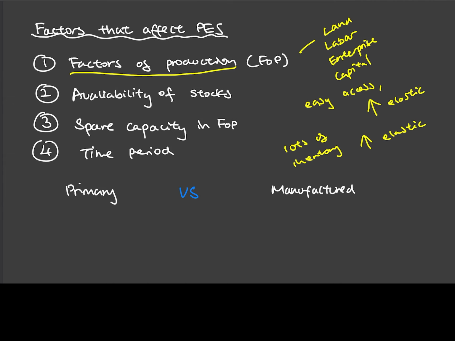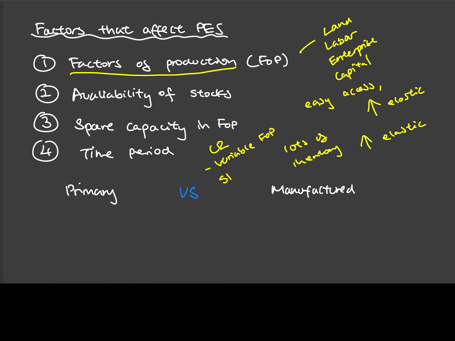Lastly, and perhaps most importantly, is the time period. So what this means is that PES can always be considered elastic in the long run. Why? Well, that's because we have variable factors of production. You might have a new technology come along that makes the process very efficient, you might build a new factory that increases your spare capacity, or you might be able to increase your labor, and therefore have more people working in your production process, which makes it faster.